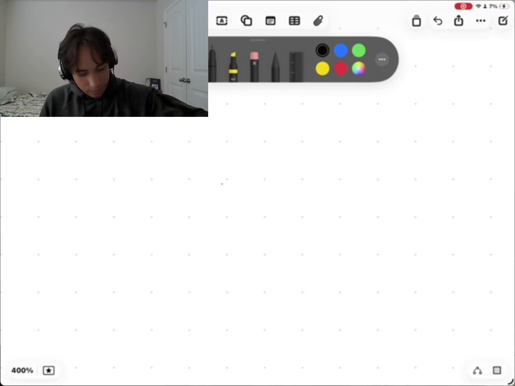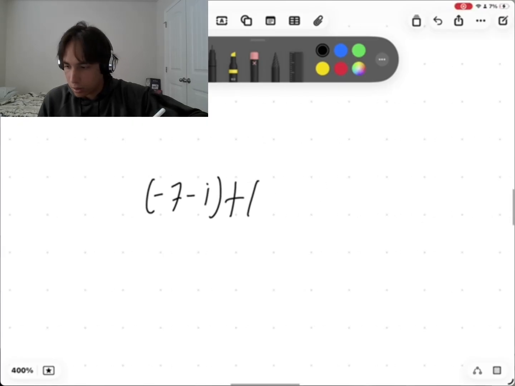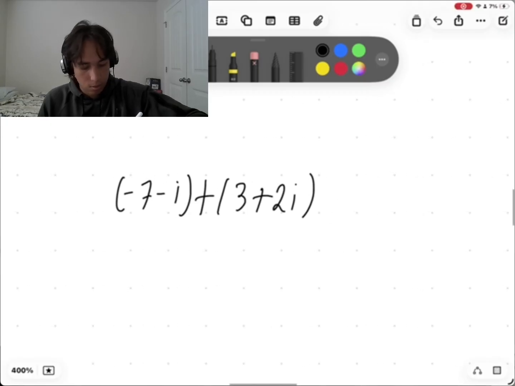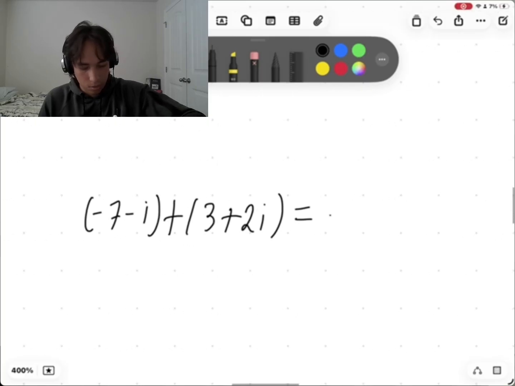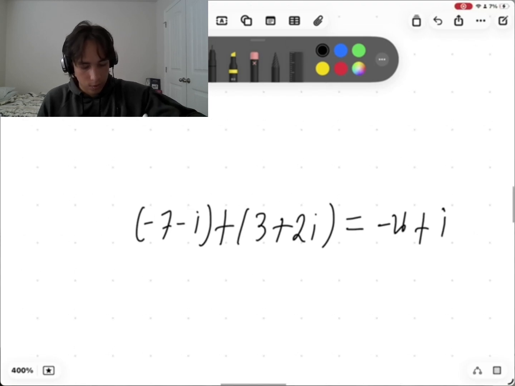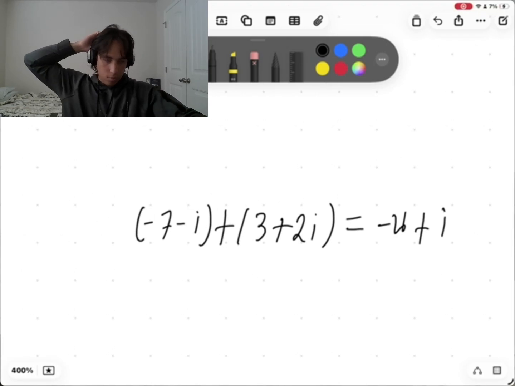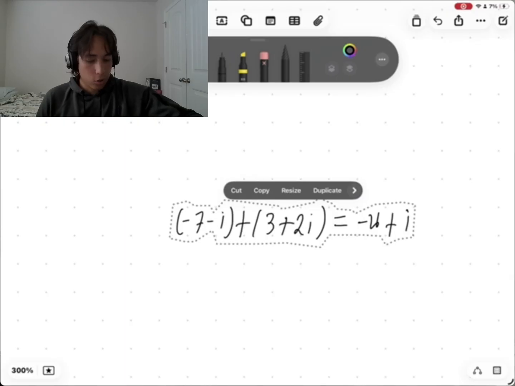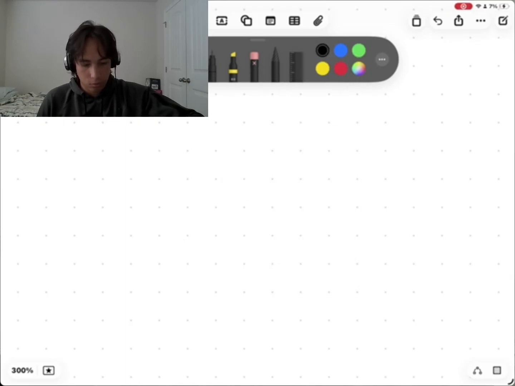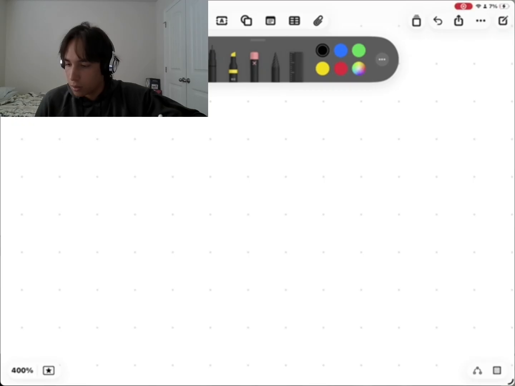So second question. -7 minus i plus 3 plus 2i. This is trying to show the commutative law of addition. And this is going to be the same. -7 plus 3 is -4, -1 plus 2 is 1. So it shows the commutative law of addition, right? So next question.